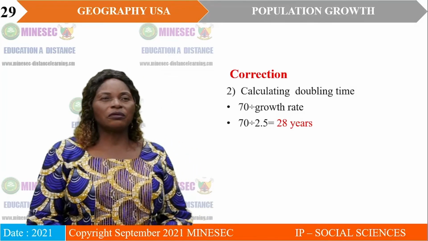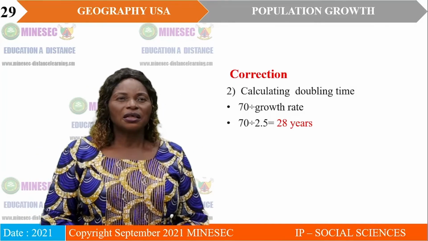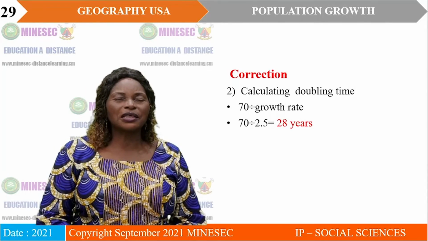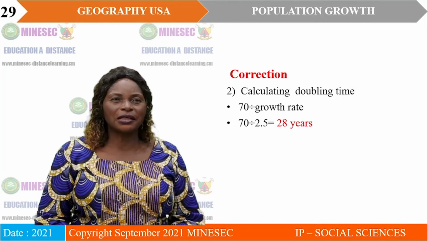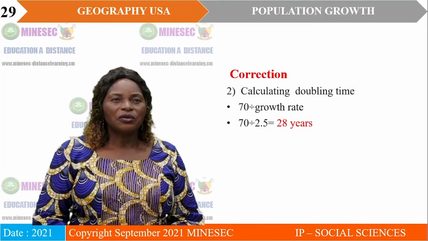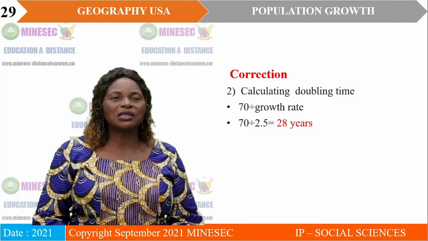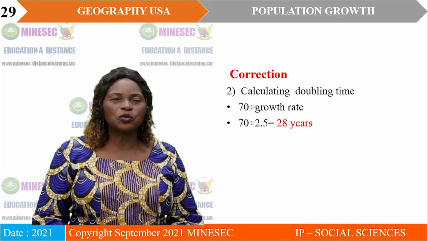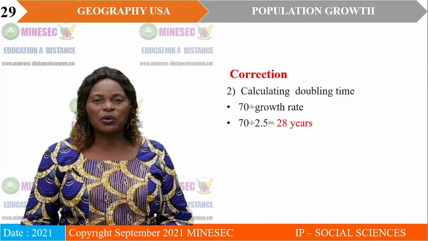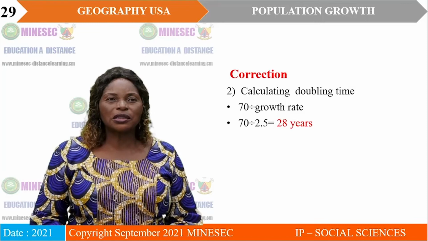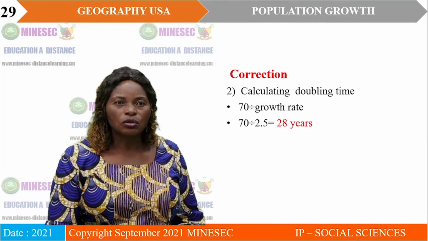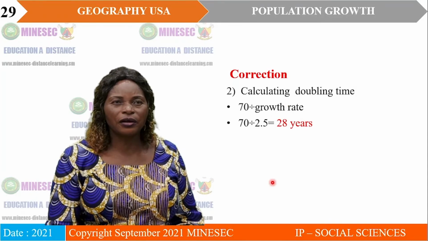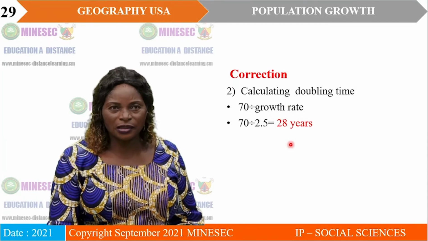For the second question, you are asked to calculate the doubling time of a country whose population growth rate is 2.5%. As we said, you are going to divide 70, which is a constant, by 2.5, and we have 28 years. So that country's population will take 28 years to double in size. So we have the answer here, 28 years.